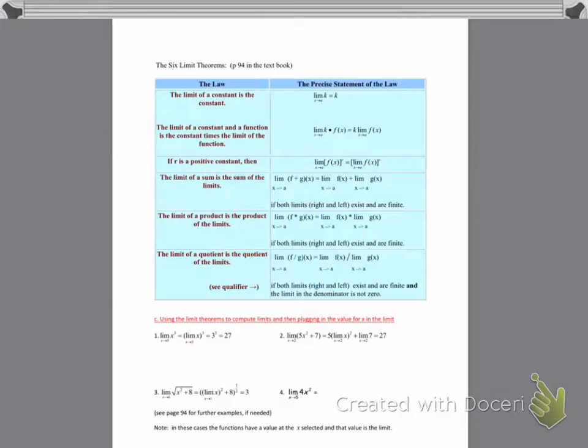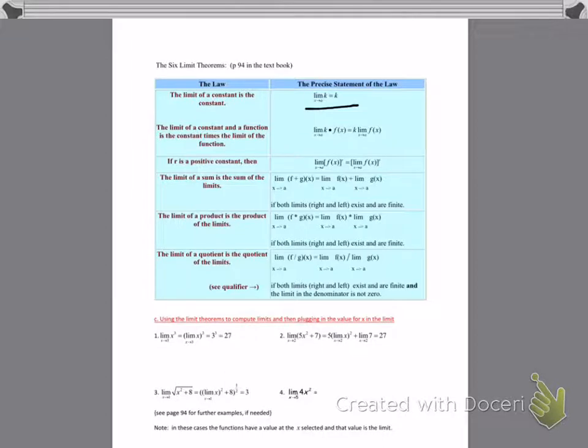All right, let's read through some of these. Okay, the limit of a constant is the constant. So that's this one. As x approaches some number, a constant doesn't change, so I don't have to worry about figuring out a limit. Whenever you have a constant, its limit as you vary h, or x rather, is still the constant.